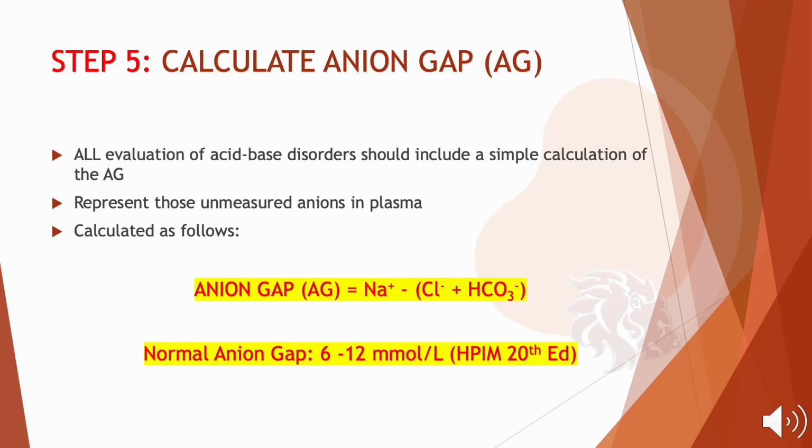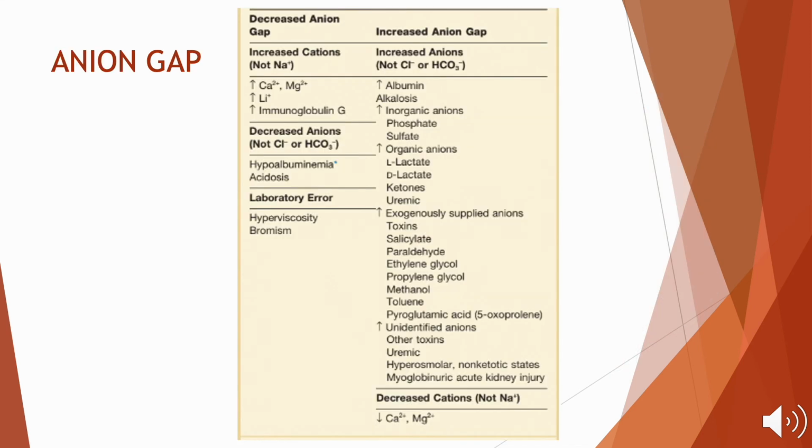Step 5. Calculate the anion gap. All evaluation of acid-base disorders should include a simple calculation of the anion gap, as it represents the unmeasured anions in the plasma. Anion gap is calculated as serum sodium minus the quantity of serum chloride plus serum bicarbonate. The normal anion gap is 6 to 12 millimoles per liter according to Harrison's Internal Medicine, 20th edition. The following table shows the different diagnoses or etiologies causing a decreased anion gap and an increased anion gap.